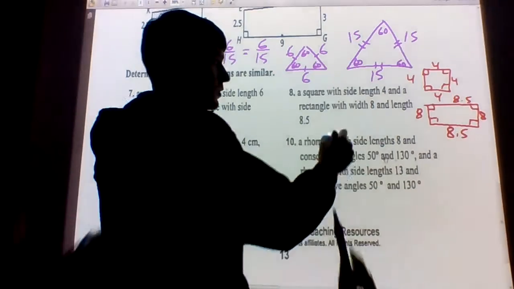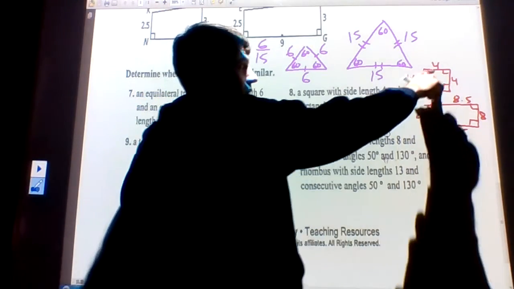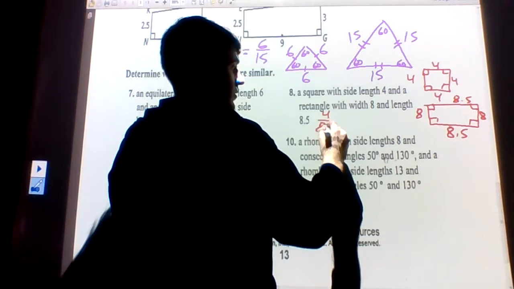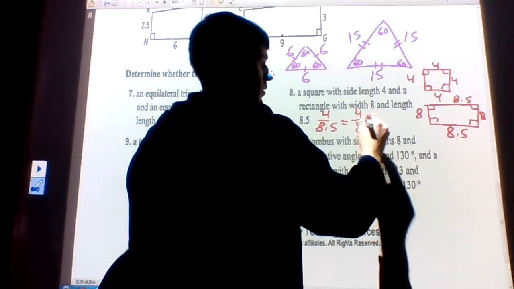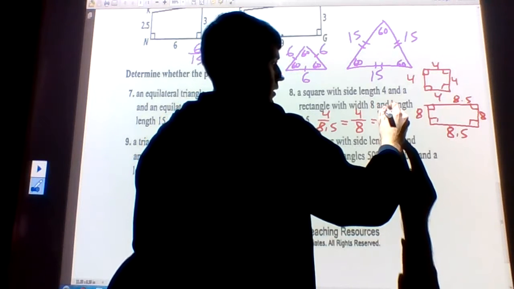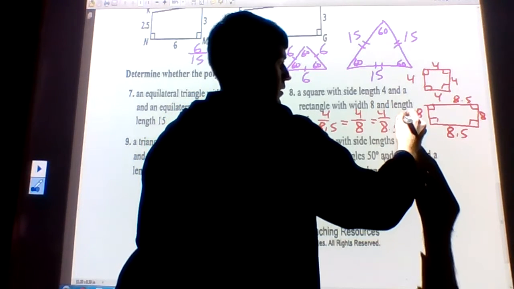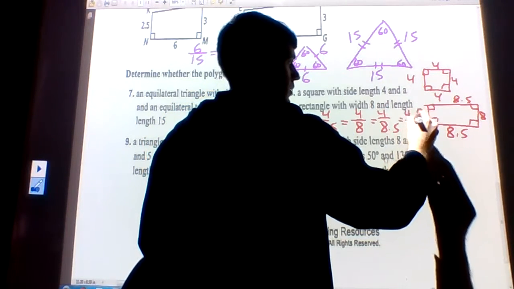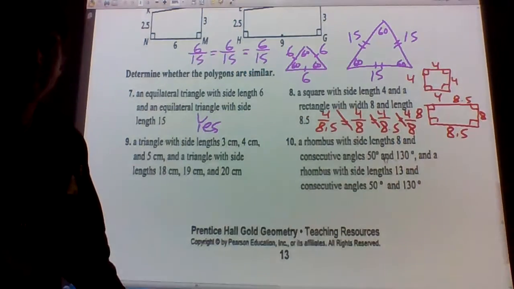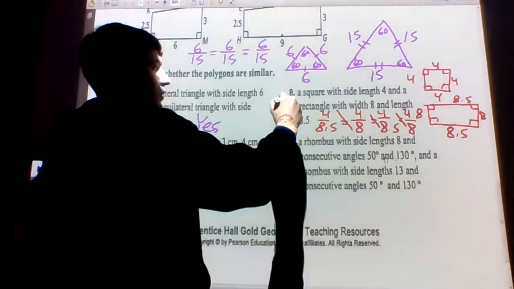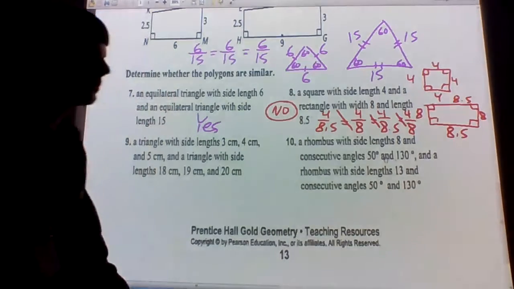So if we set up our proportion, 4 over 8.5, 4 over 8, 4 over 8.5, and then 4 over 8. Those turn out not to be equal. So our answer here would be no, they're not similar because the sides are not proportional.